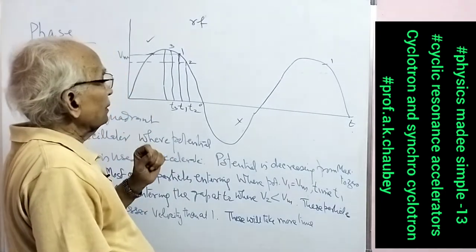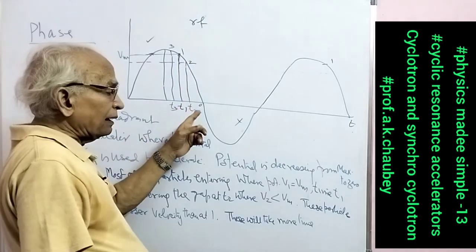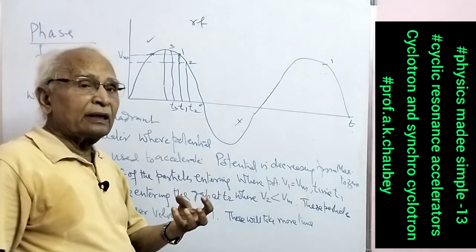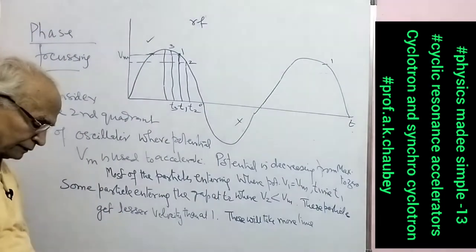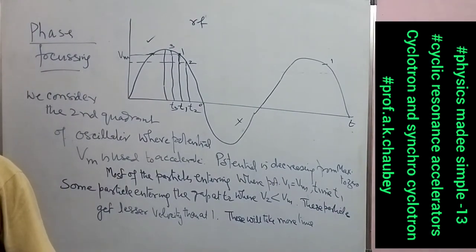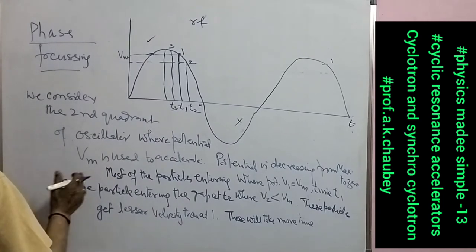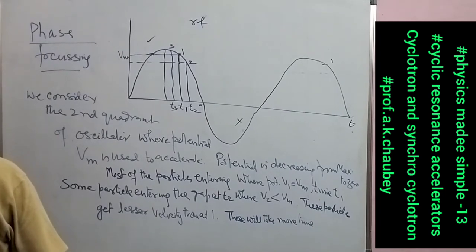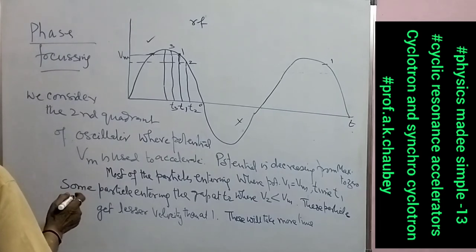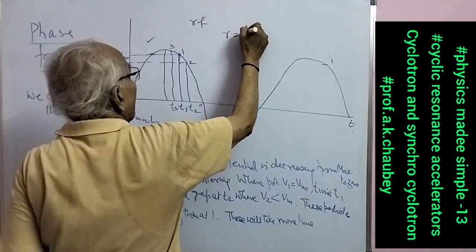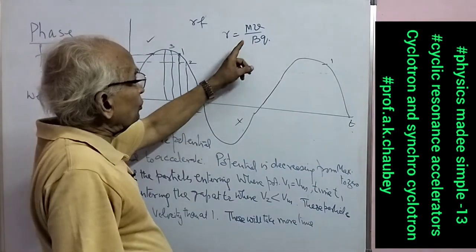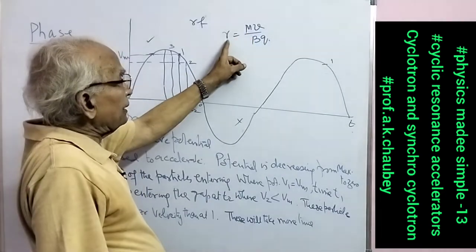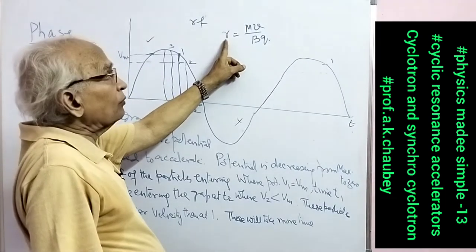Or you can say the reverse. You have to think that these particles are getting less velocity, and you have a relation between velocity and the radius. What is that? Earlier I told you that r is equal to mv over qB, the relation between velocity and radius. So those particles coming at t2 get less velocity v, and less velocity means the radius decreases. They move in a semicircular path of less radius.